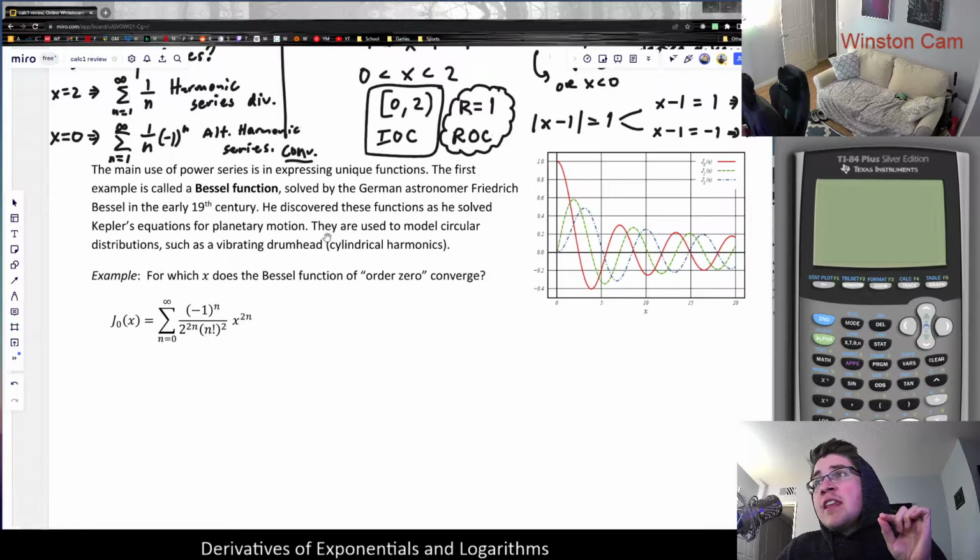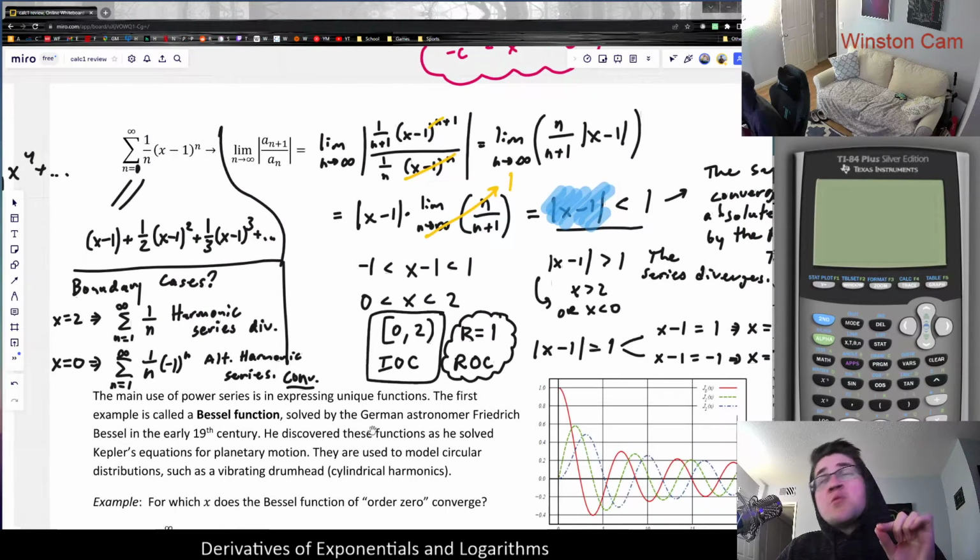To solve for the interval and radius of convergence of a power series, what we need to do is start with the ratio test, simplify up until the point where we get it down to x and solve the limit of n. And then set it less than 1, because with the ratio test, if the limit is less than 1, the series converges absolutely.